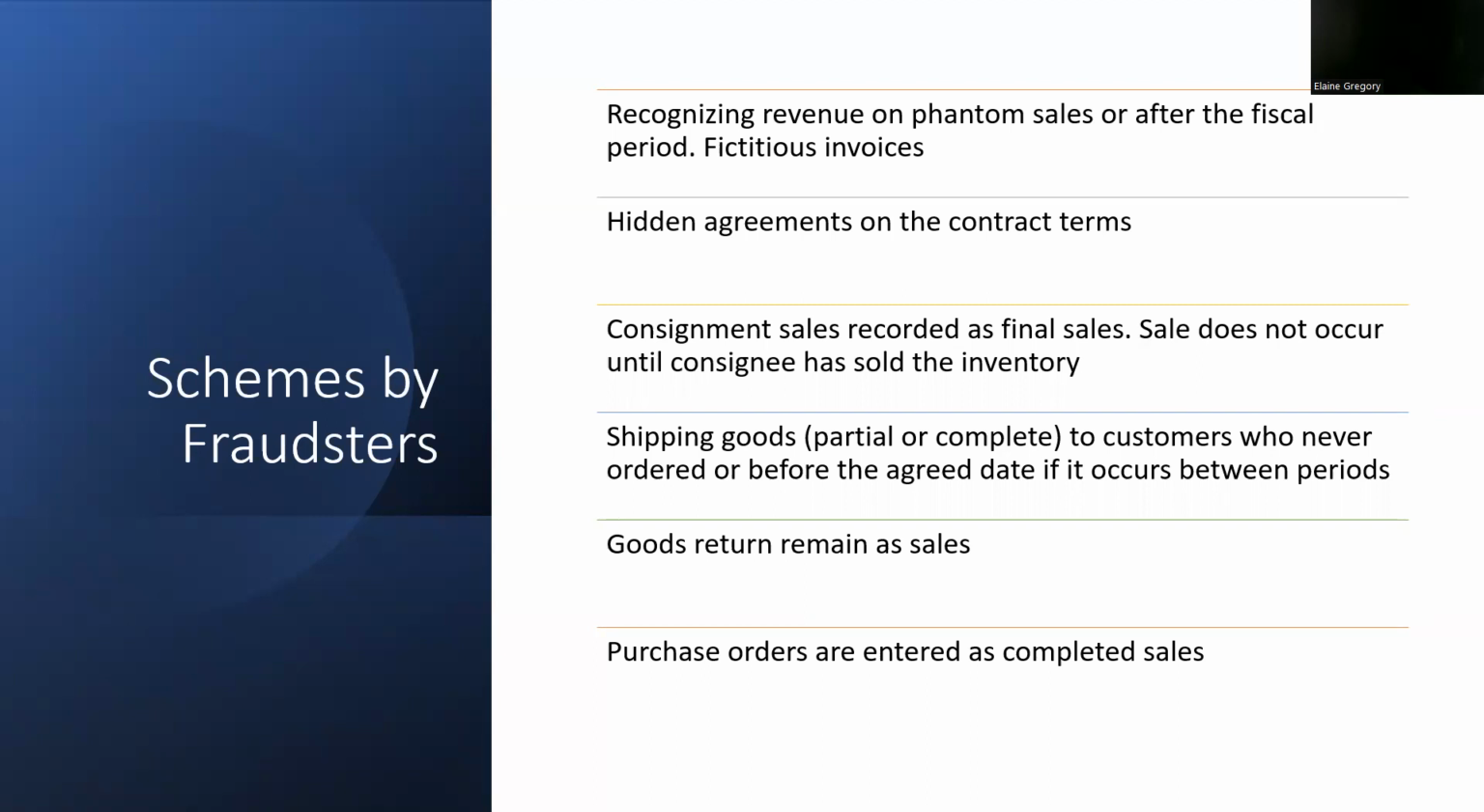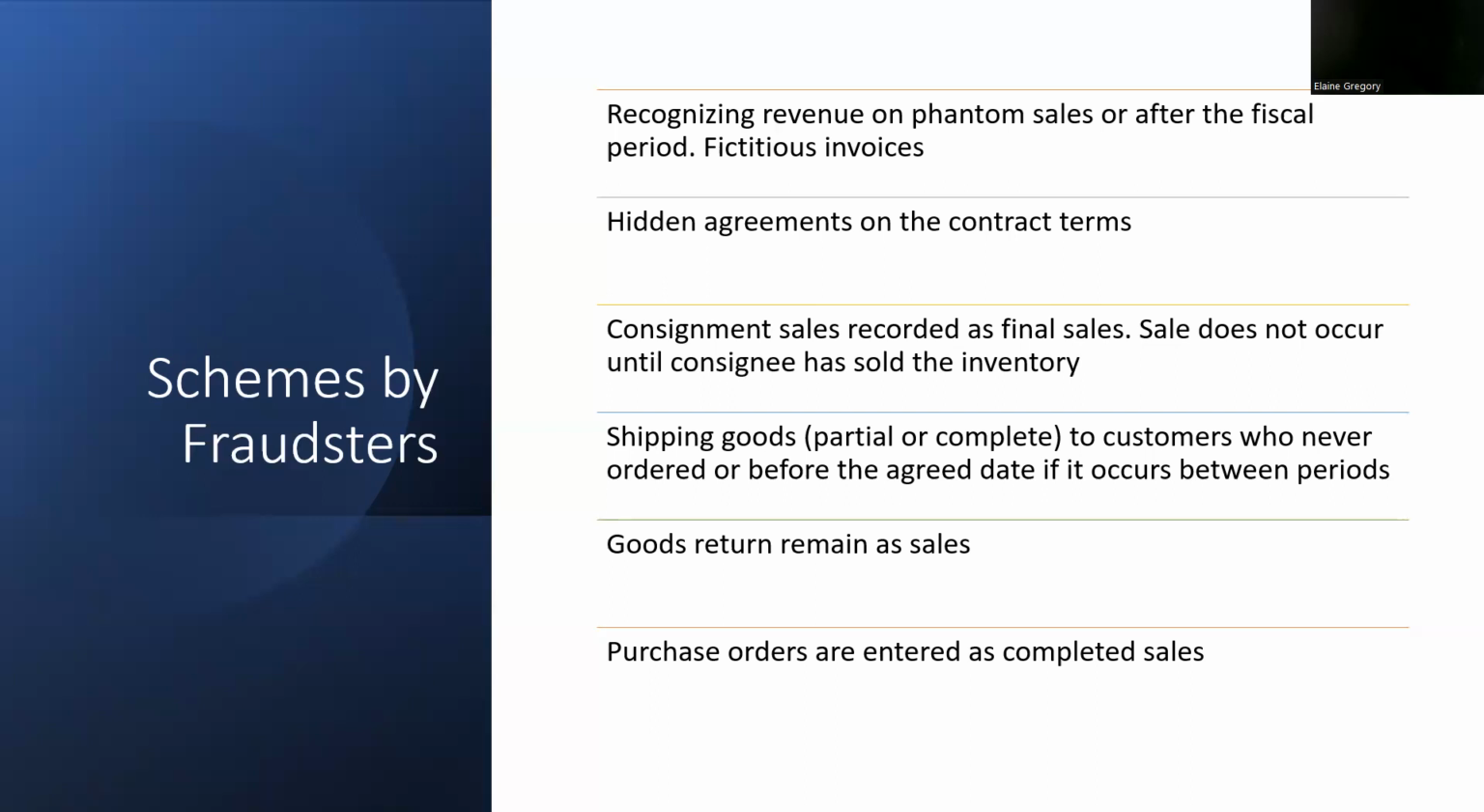Hidden agreements on contract terms. Consignment sales recorded as final sales. Remember, sales doesn't occur until the consignee sells the goods. So you have to wait for that. When you move the inventory to the consignment shop, you cannot record sales at that point.